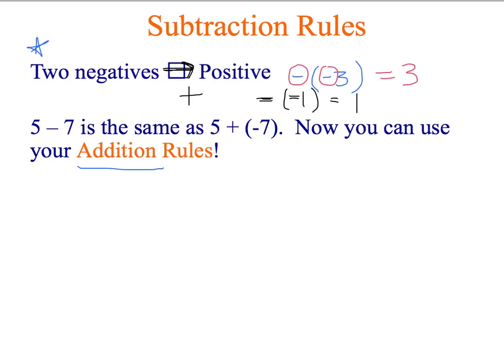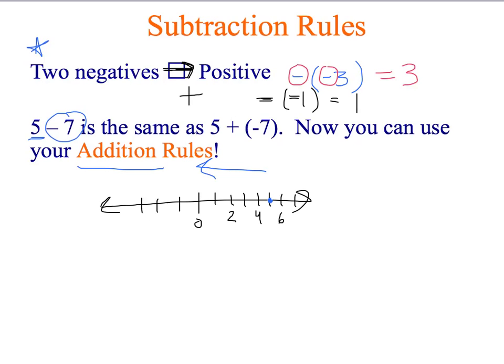Let's show this on a number line just to double check. So here's our 0. We have 1, 2, 3, 4, 5, 6, 7, negative 1, 2, 3. I'm going to label the evens. So we're starting at 5, which is right here, and we're subtracting 7. So if we're subtracting 7, we're going to move to the left because we're taking 7 away and getting closer to 0. So we have 1, 2, 3, 4, 5, 6, 7. So this would be negative 1, and this would be negative 2. So 5 minus 7 is negative 2.